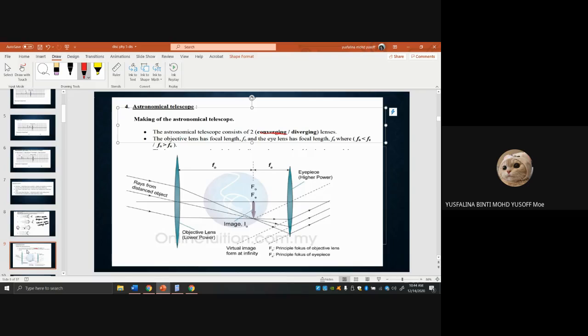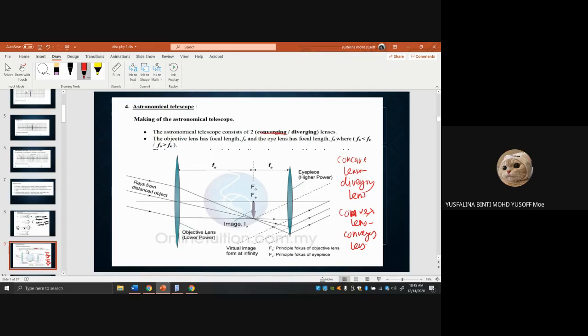So use the converging lens because convex is a converging lens. It's opposite to the mirror, right? For lens, concave lens is diverging lens, and convex lens is converging lens. So it's opposite to the mirror. So the astronomical telescope consists of two converging lens. The objective lens has a focal length FO and the eye lens has a focal length FE.